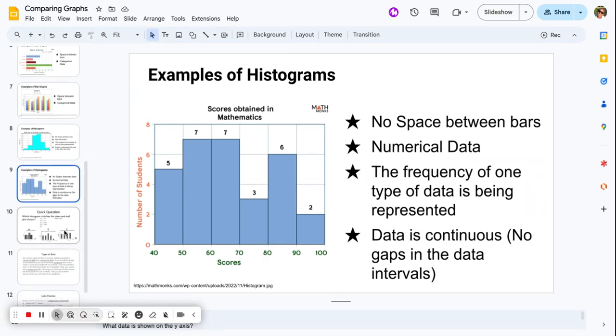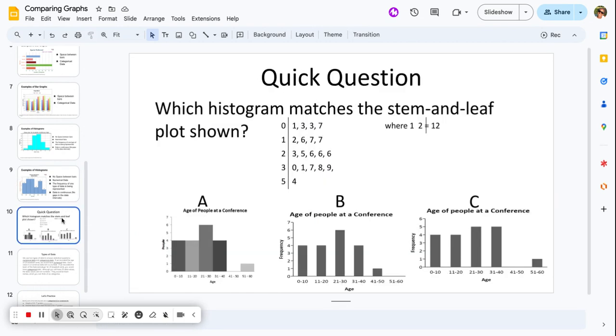All right, so now that we have looked at the two different types of graphs, I want to ask us a quick question. Which histogram matches the stem and leaf plot shown? Now, there's not a lot of work for us to do here, but I am going to point out a keyword, which is which histogram. Please go ahead and select the best answer choice for this question.